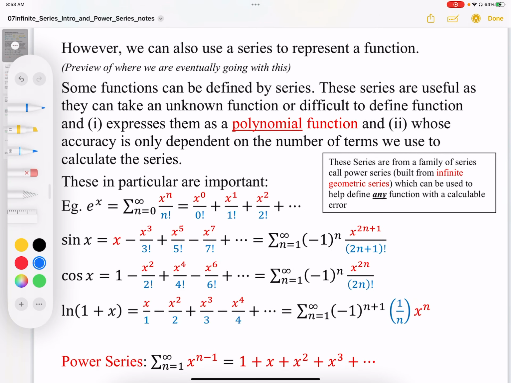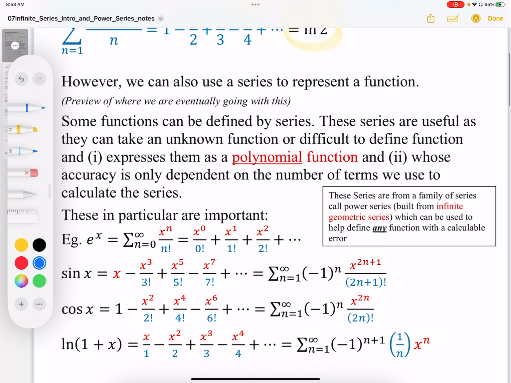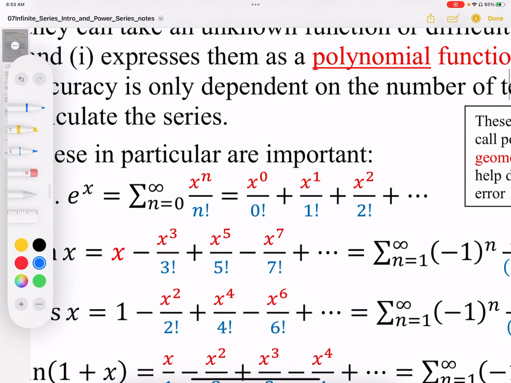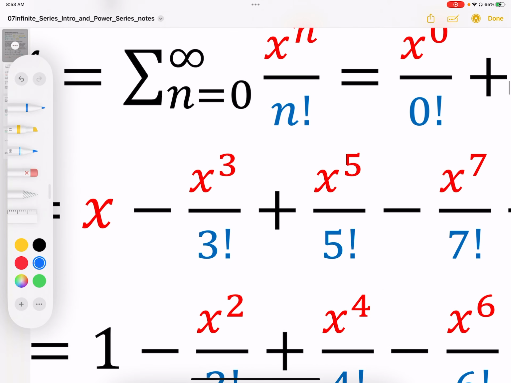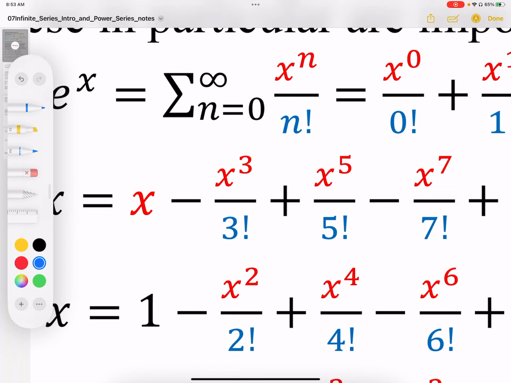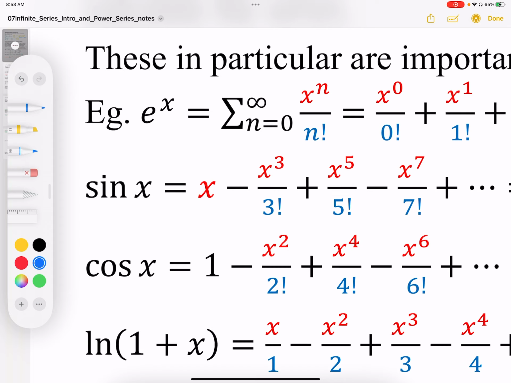And again, they're composed of two parts: the n series part, which is what we've been looking at so far, and this new part, this x series part, which we're going to call a power series. And we're going to stitch those together to be able to make series that represent functions.